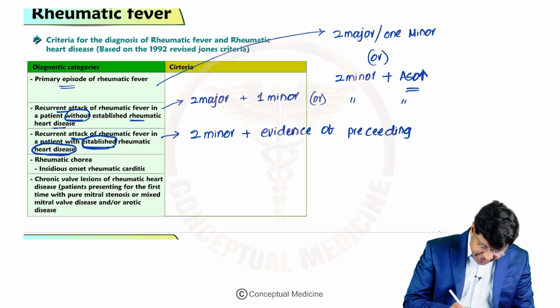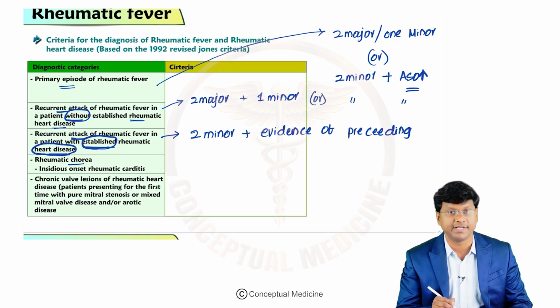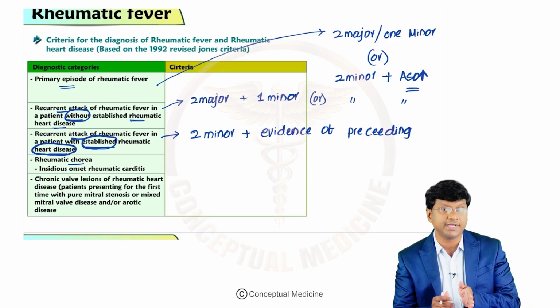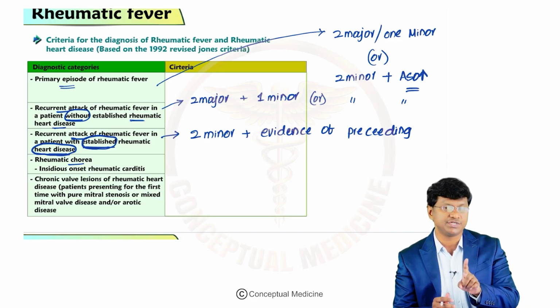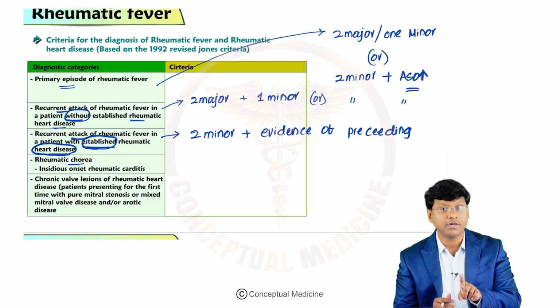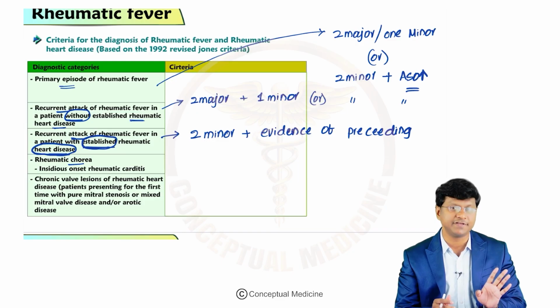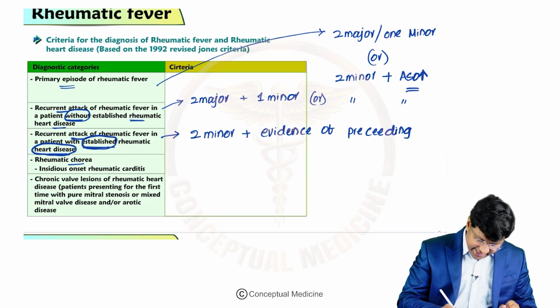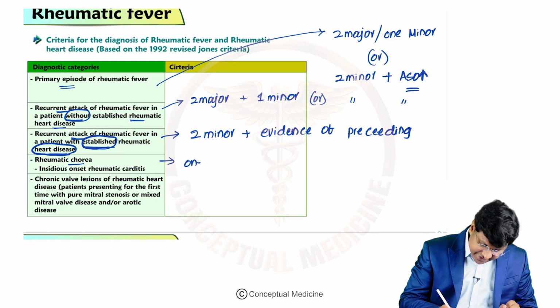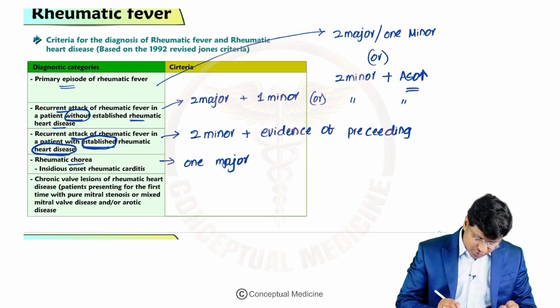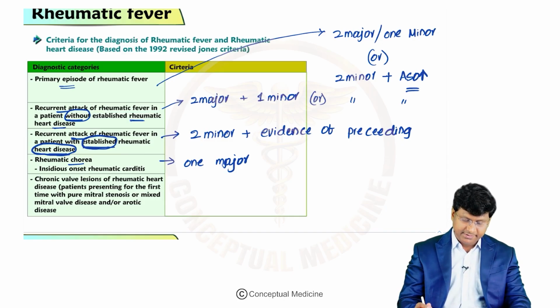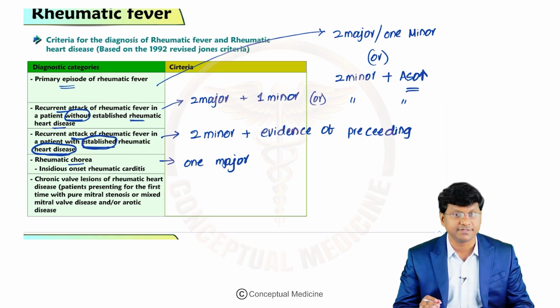Then you take the scenario of rheumatic chorea. In patients with rheumatic chorea, one major manifestation or evidence of group A beta hemolytic streptococcal infection is not required. At least if one major manifestation is there along with the Sydenham's chorea, then also we can consider it to be a rheumatic fever.